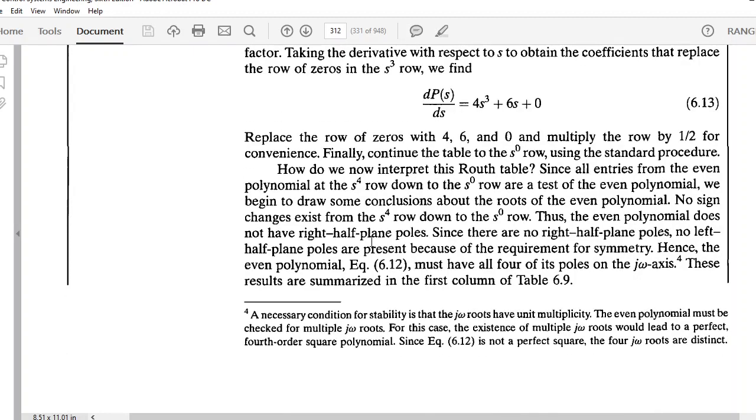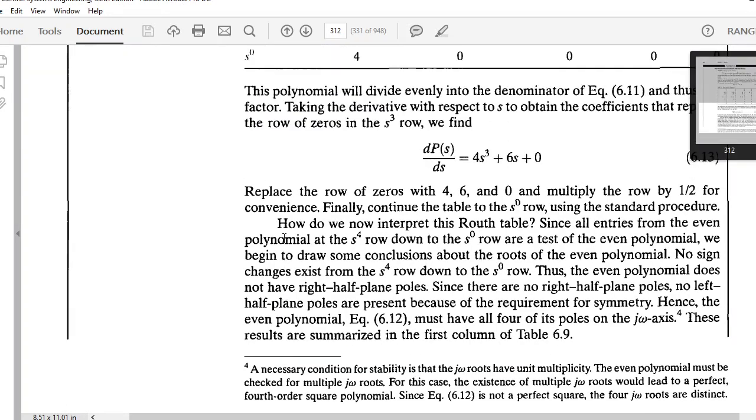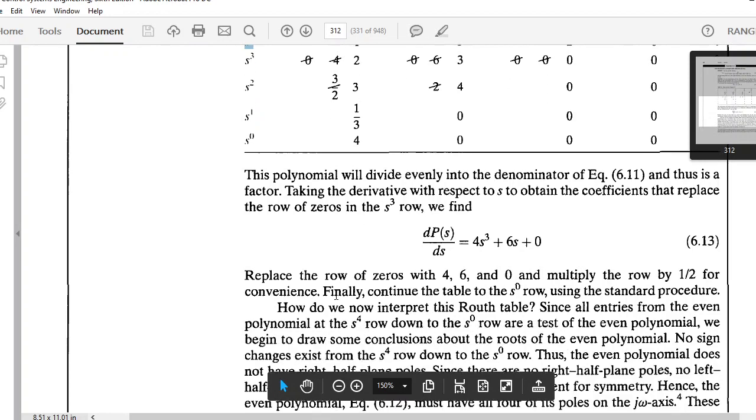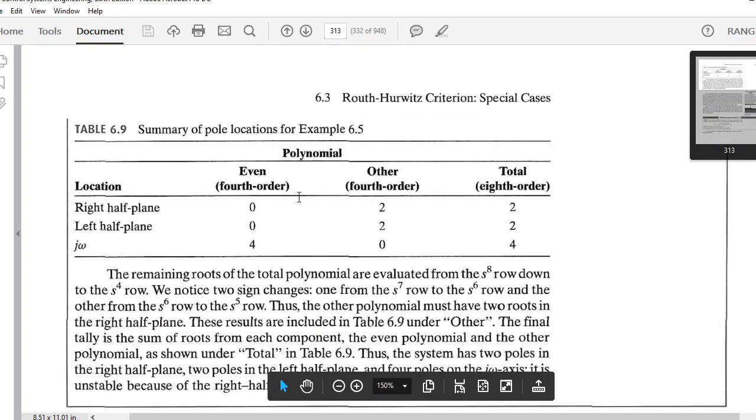So the best way to answer this is by looking at this problem. So have a look here. They've called it the even polynomial, right, and the other, right? So why do they take it as the fourth order in this case? If you go back and have a look at the Routh table, you'll see that it is the s raised to 4 row which is used for creating the new s cubed row. That's why it is called the fourth order here, right? Yeah, fourth order.